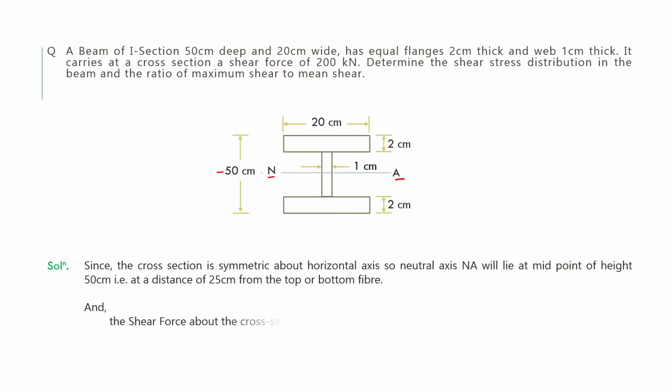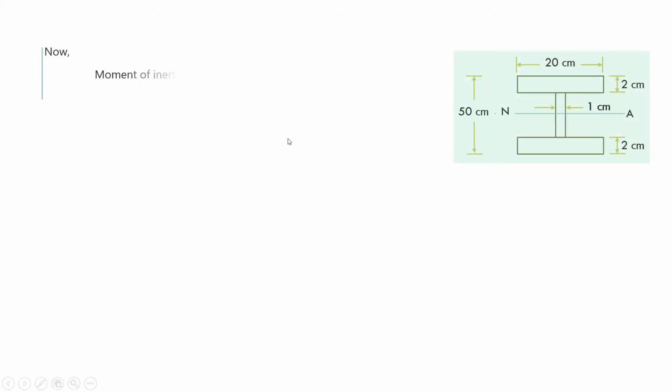And the shear force about the cross section given to us is 200 kilonewton, जो कि already हमें दिया हुआ है, 200 kilonewton का shear force act कर रहा है. Now we will find out the moment of inertia of this cross section about the neutral axis NA. So we know that moment of inertia for any rectangular body, let us say this is the rectangle with the width b and height h and this is its centroidal axis, तो इसका जो moment of inertia होगा that will be bh cube by 12 about its centroid.